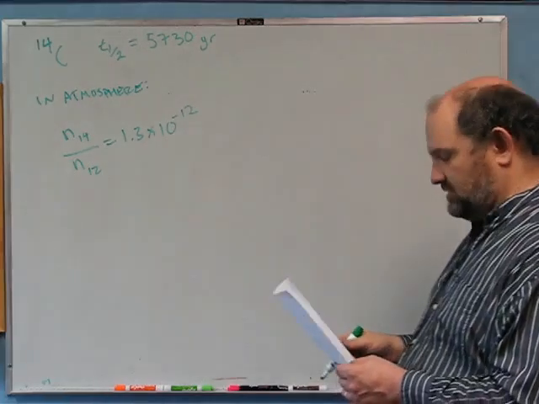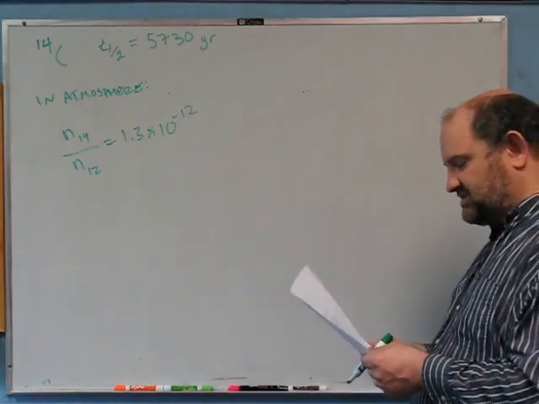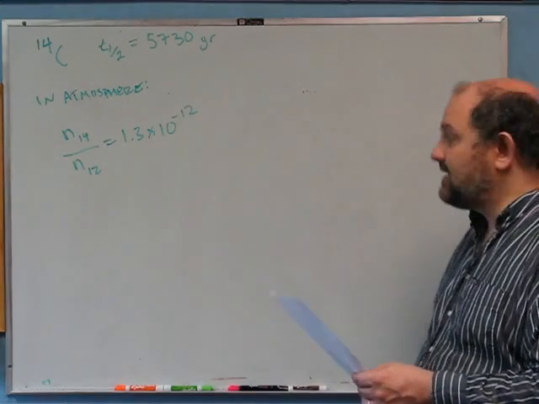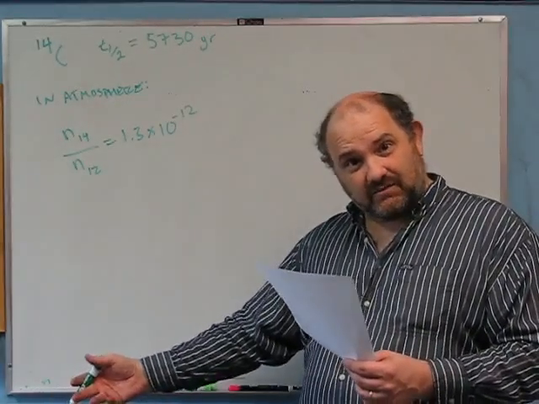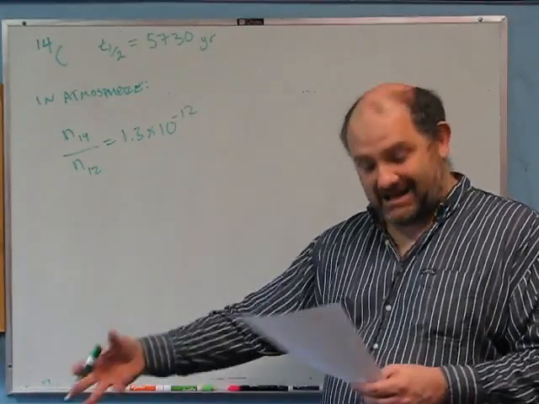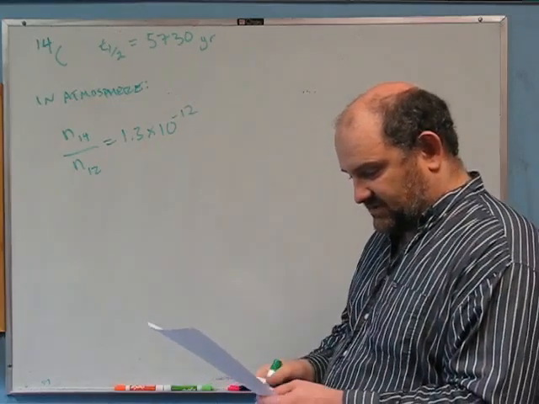Most carbon is carbon-12. There's a little bit of carbon-13. There's a trace contaminant of carbon-14. It's always being made, and it's always decaying, so there's an equilibrium, right? The number being made and the number decaying match. And it keeps that ratio in the atmosphere.